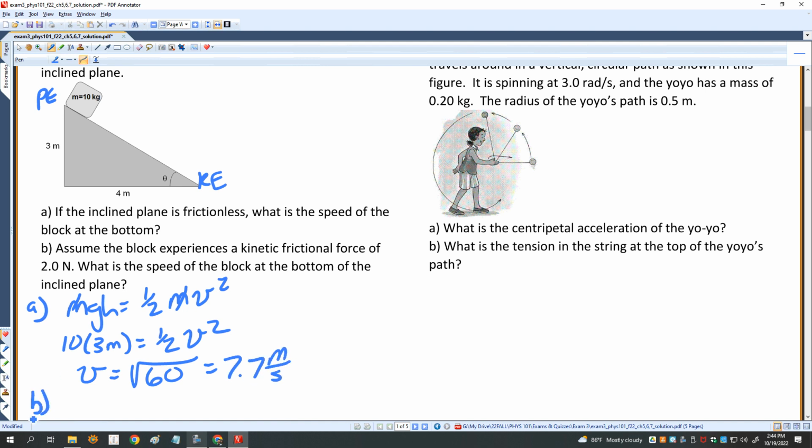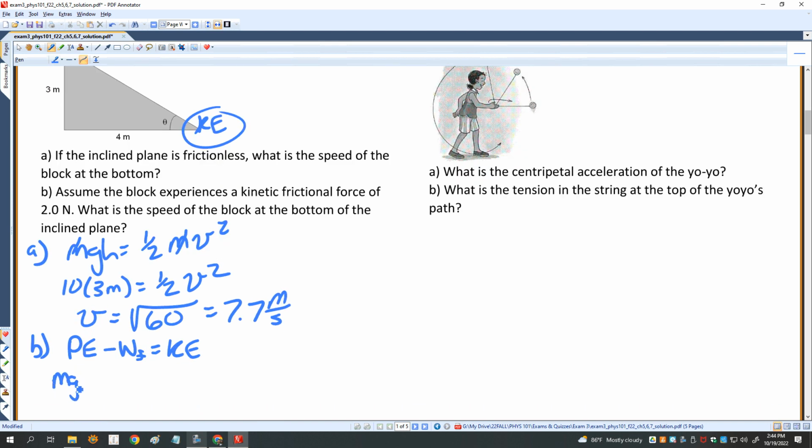Now for part B, which is a little more complicated, first of all, I need to figure out what this distance is. Well, hold on. So it has potential energy here at the top, it has kinetic energy at the bottom, but now in part B it has friction. So that frictional force is going to do work on that object, taking energy away from that object as it travels down the inclined plane. So I could look at it like this: the potential energy minus the work that's lost by friction will equal the kinetic energy at the bottom. So that's going to be mgh minus the frictional force times that distance is equal to 1/2 mv squared.